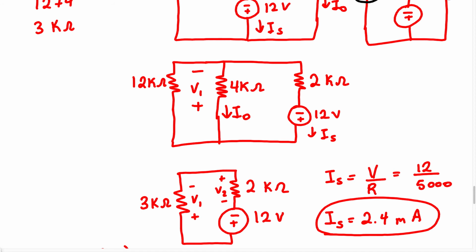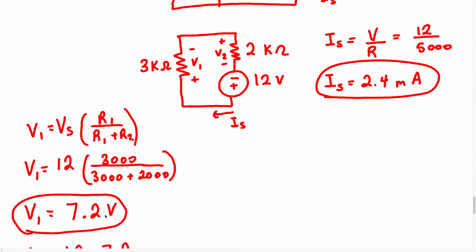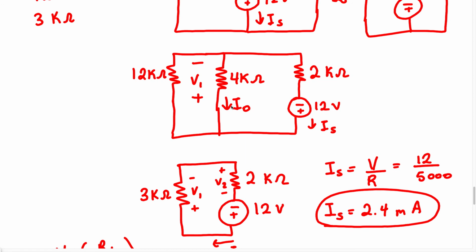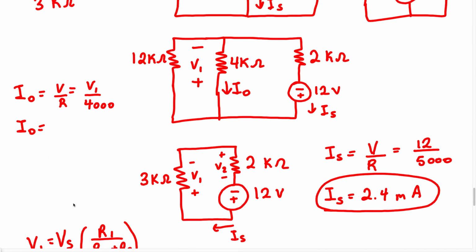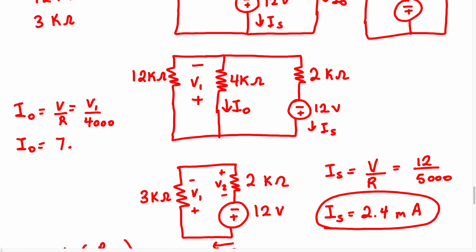And we know the value of V1 is going to be 7.2 volts. So to find the current I0, we can just use Ohm's law. We can say I0 equals V over R. We know the voltage is going to be V1 over 4,000 ohms. Now when we look at this, we know I0 is going to equal V1, which is 7.2 volts, over 4,000.